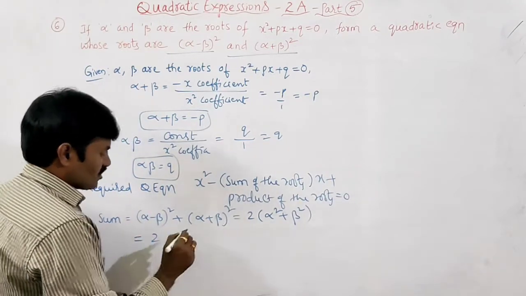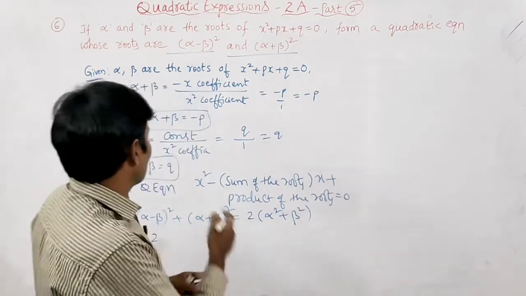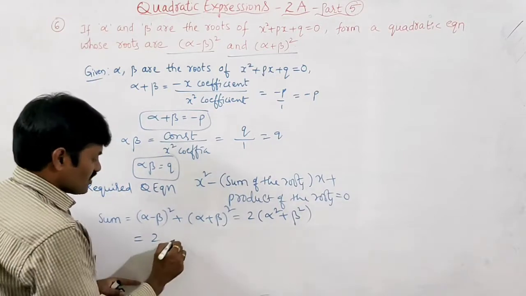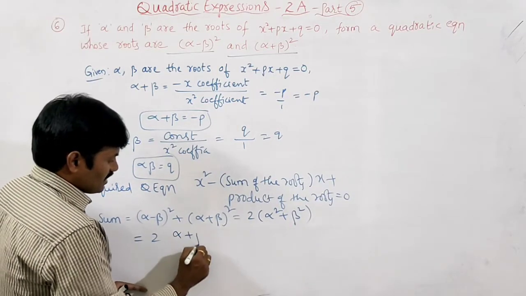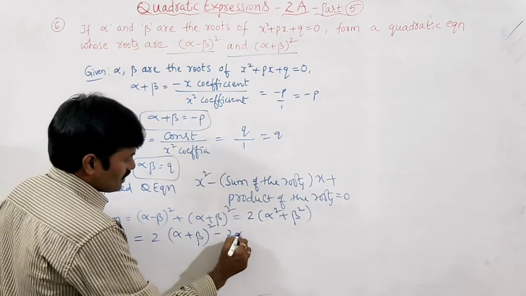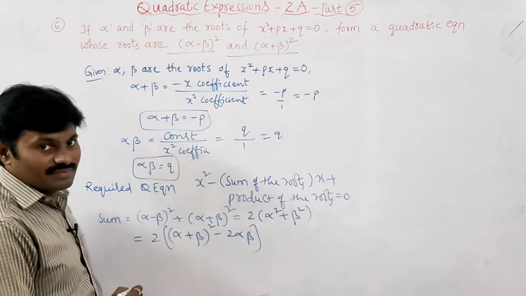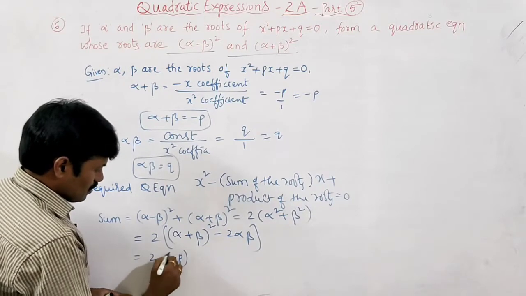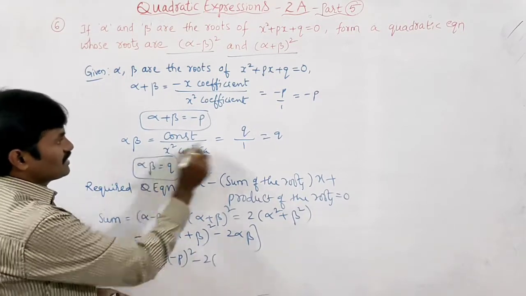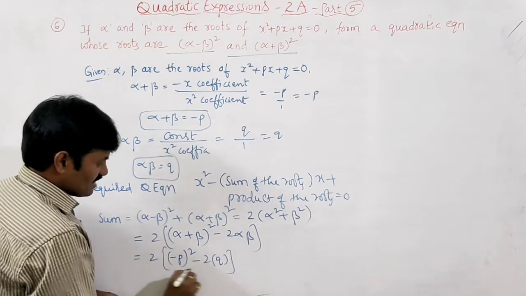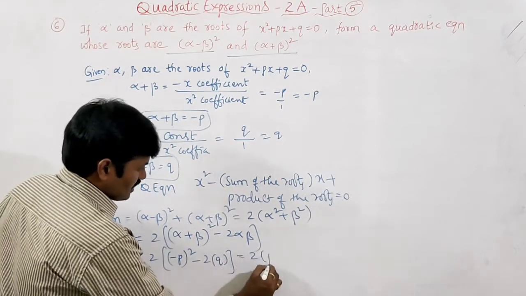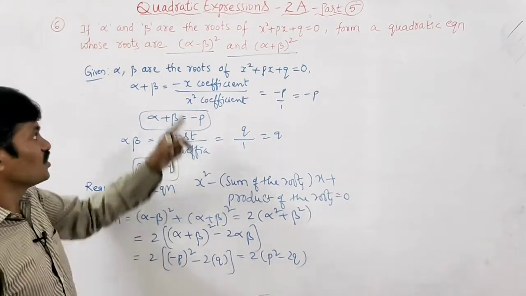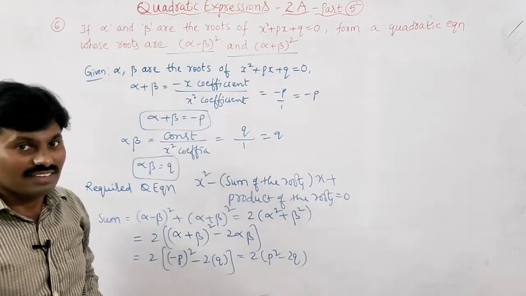That is equal to 2 times of alpha square plus beta square, but we don't have that value here. We have only the alpha plus beta value and the alpha beta value. Then how to write alpha square plus beta square? We can write it as alpha plus beta whole square minus 2 alpha beta. So here 2 times of alpha plus beta value, which is minus p, whole square, minus 2 into alpha beta value, which is q. This gives us the sum of the roots of the required equation whose roots are alpha minus beta whole square and alpha plus beta whole square.